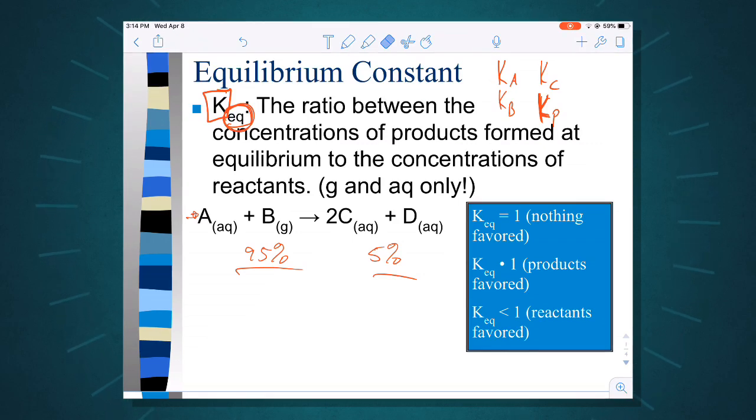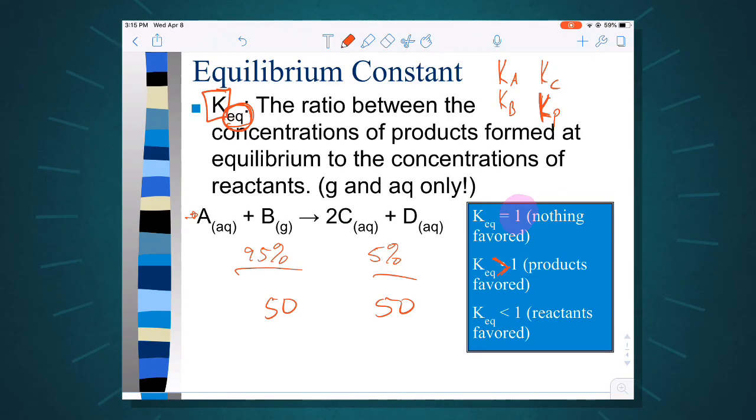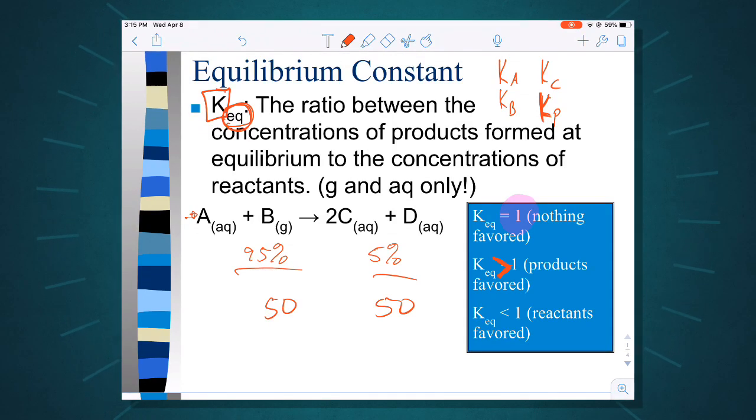Now, if we see that K is equal to 1, basically what we're saying is that it's a 50-50 mix, right? We're looking for a huge K. So if K is greater than 1, then we're going to say that the products are favored. And if K is less than 1, we're going to say that the reactants are favored.